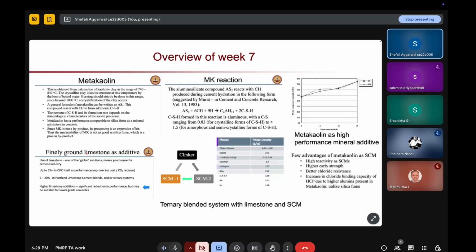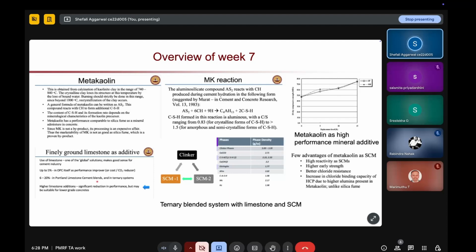Next is using limestone as an additive. Currently you might have heard a lot about LC3. That is a trending SCM being used. So how can limestone be used in the cement industry? In OPC itself we have limestone. Not every OPC, but in India normally we have 5% of limestone present in our OPC system, and in a ternary system we have approximately 6 to 20% of limestone in cement blends.